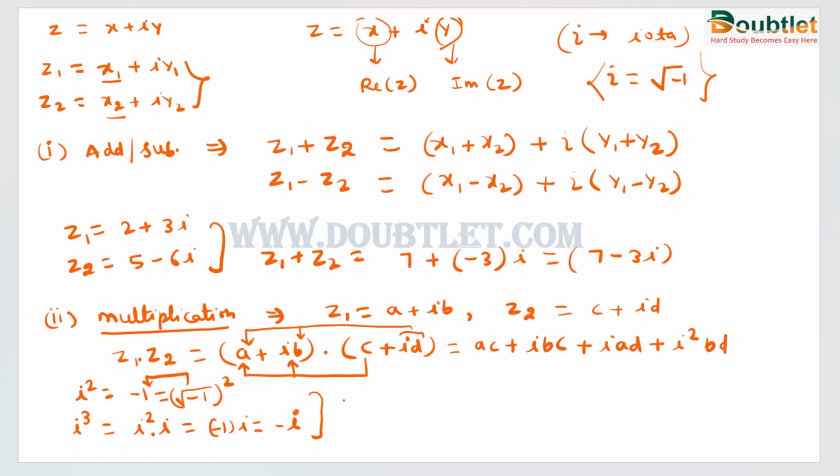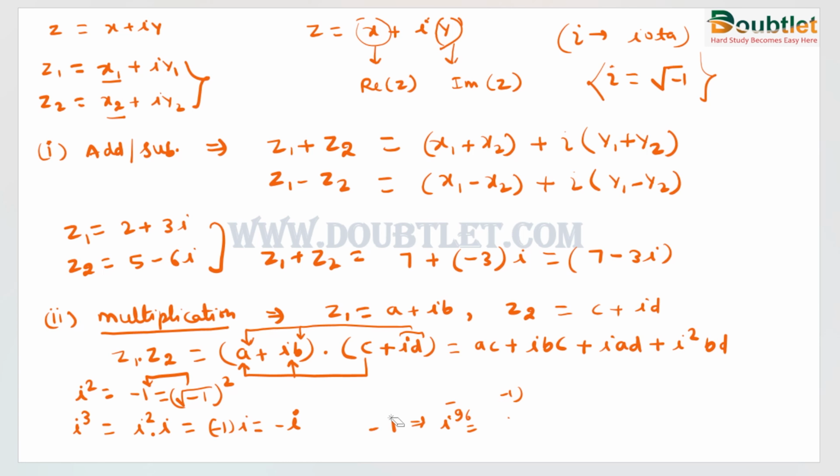Now suppose we need to find iota to the power 4. We can write this as iota square into iota square, so minus 1 multiplied by minus 1. So iota to the power 4 is 1. It means every fourth power of iota we can convert to 1. Suppose you need to find iota to the power 96. We can write this as iota to the power 4, raised to the power 24. This quantity is 1, and 1 to the power 24 is 1. So this is how we can calculate the power of iota.